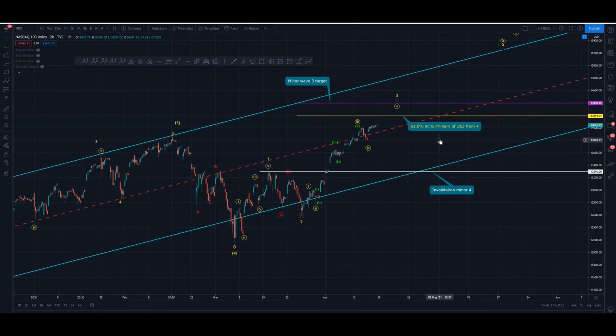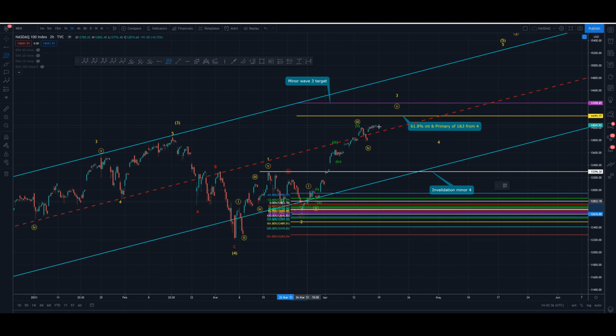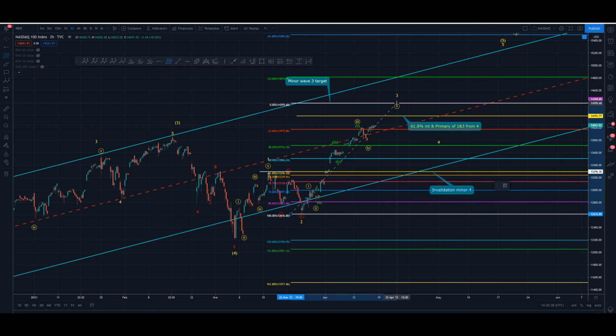All I've done to project the wave 4 is taken the 1.618 target of the wave 3 and measuring from the 2 to the 3 using a Fibonacci retracement. I'm simply projecting somewhere between the 23.6 and the 38.2, which are typical retracements for a wave 4, and just leaving it hanging around somewhere in the middle for the moment.